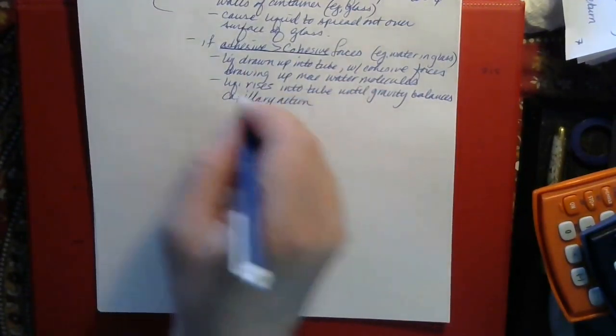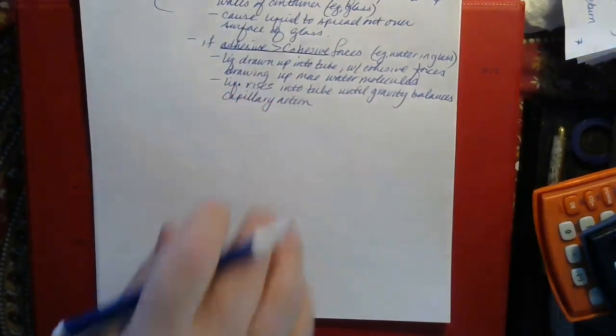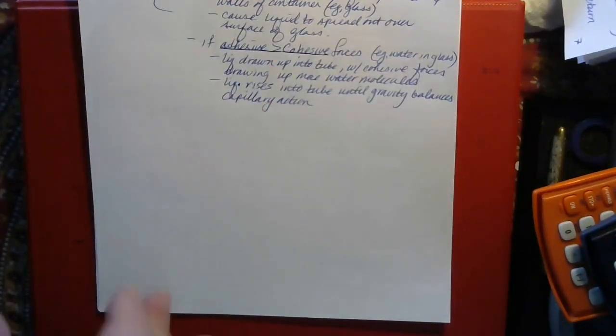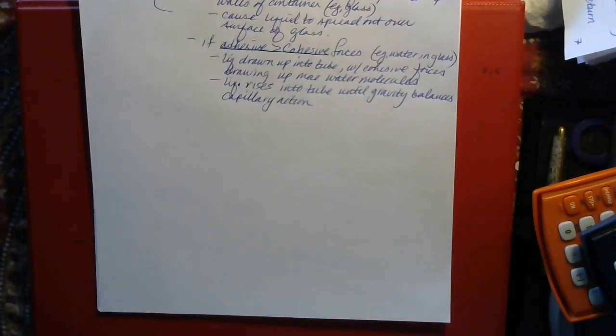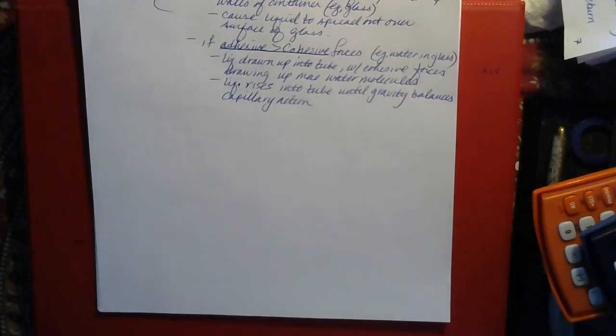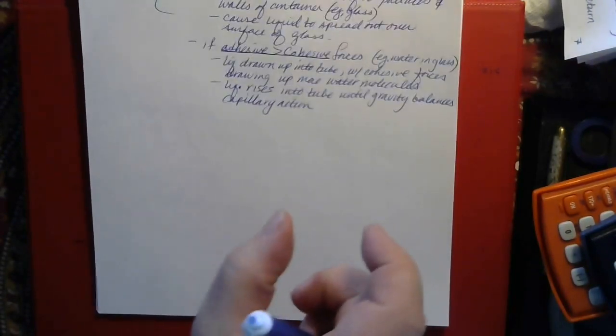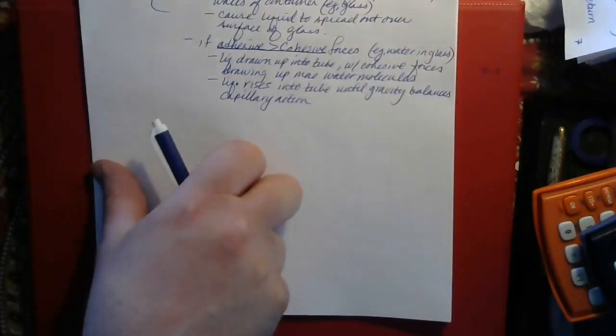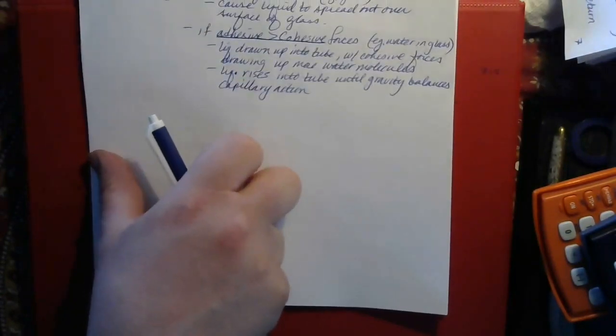And the height that the liquid rises up depends on several factors. One of them being what is the liquid and what is the surface that it's climbing up made of, and also how thick is the tube, and things like that.